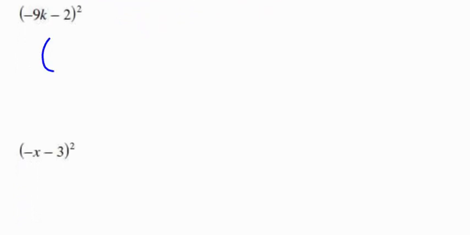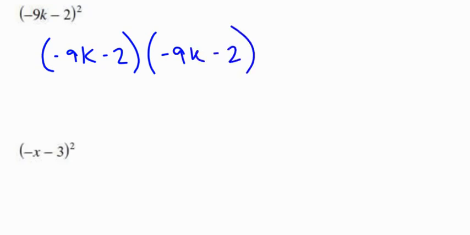Next, we have a -9k minus 2 times a -9k minus 2. So lots of signs here. This is definitely something you could see on that GED where the terms aren't always going to be positive, right? They're going to jazz it up and test your integer knowledge too.